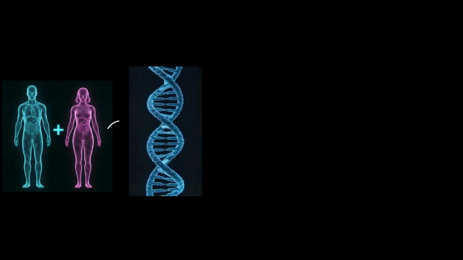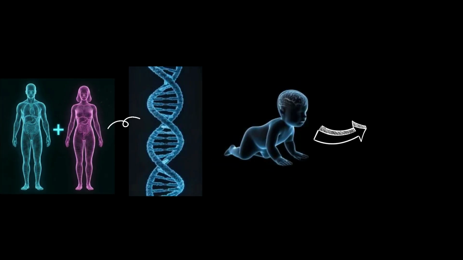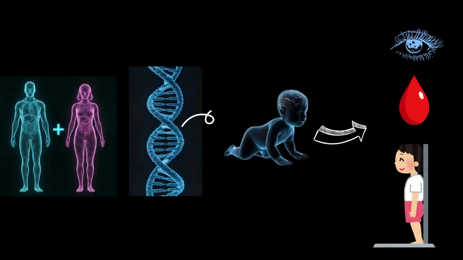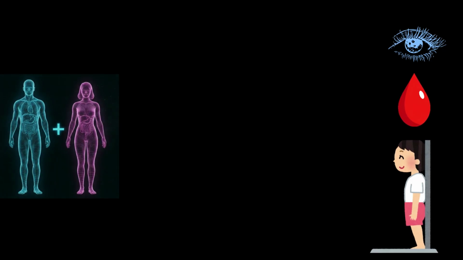Simply put, it's a set of instructions encoded in DNA. When parents pass DNA to their offspring, the DNA carries the code for everything: eye color, blood group, height, and much more. DNA is the blueprint of life, and the nucleus is where the blueprint is kept safe. Let's look at the basics.